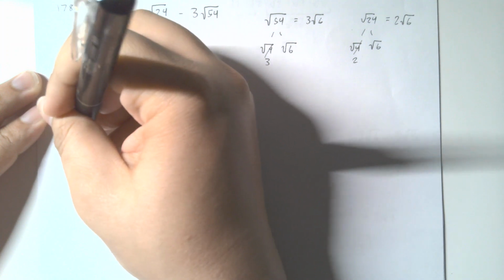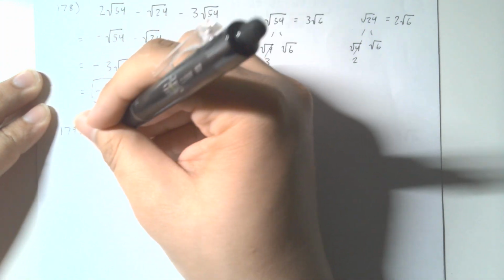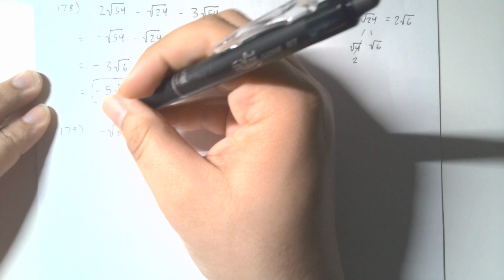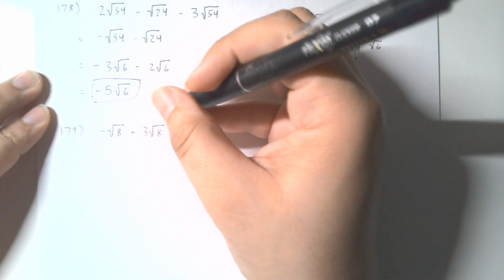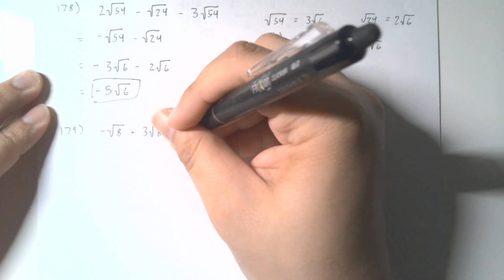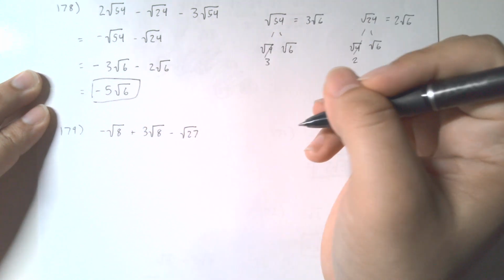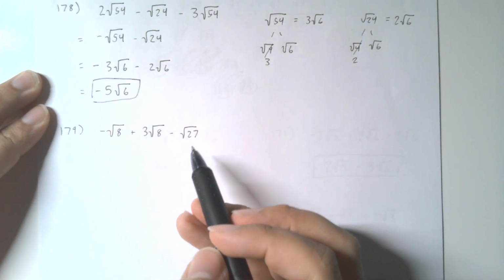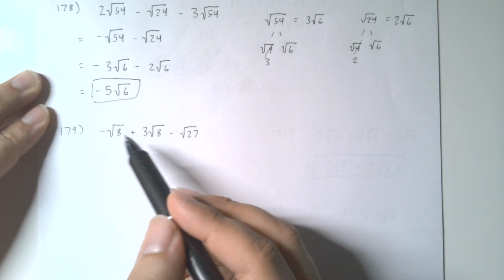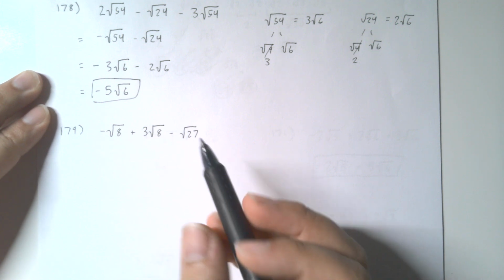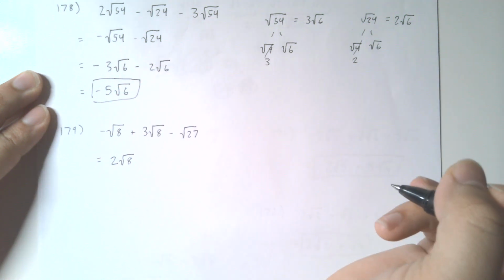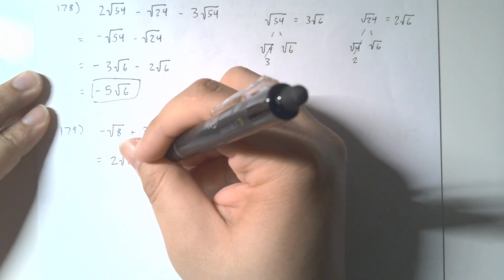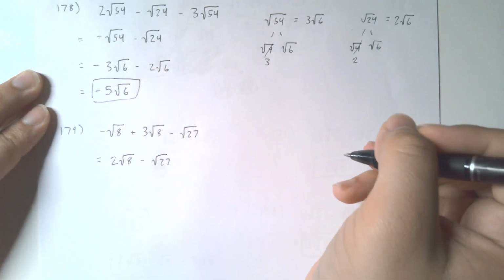For number 179, we have negative square root of 8 plus 3 square root of 8 minus square root of 27. So first, let's just combine these square roots of 8. We have negative 1 plus 3. So we're going to have 2 square root of 8 minus square root of 27.